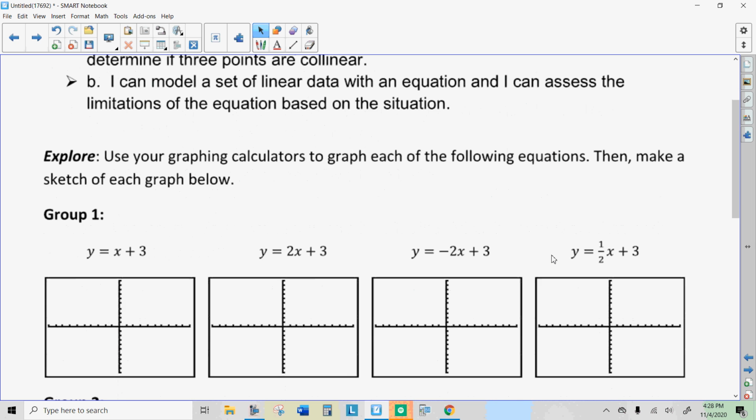So what we're going to do is graph. You're going to use your graphing calculator to graph each of the following equations, then make a sketch of each graph below. Now, I'll do the first equation for you. And when you make your sketch, I'd like you to make sure that you accurately depict the slope and the y-intercept. That's going to help you understand what's going on.